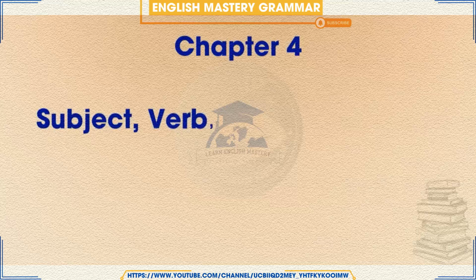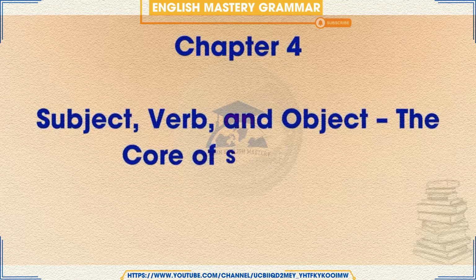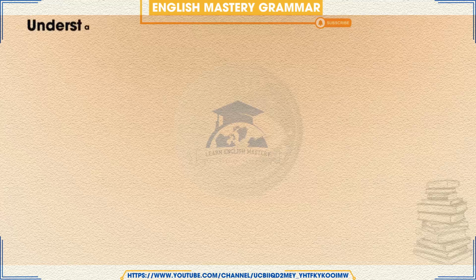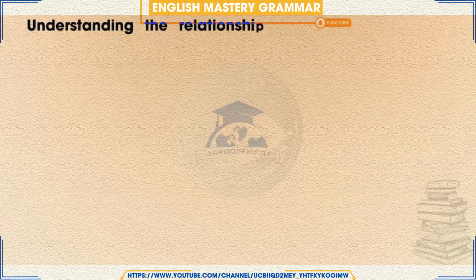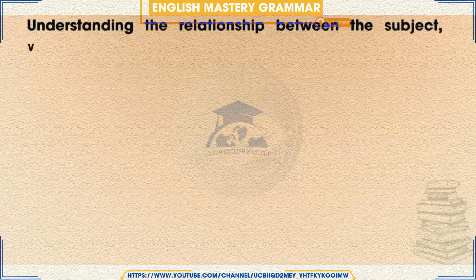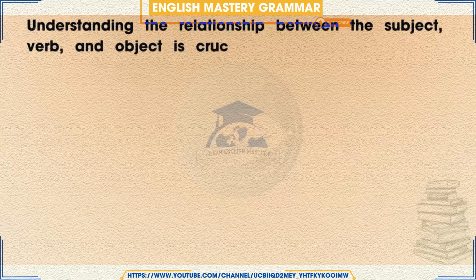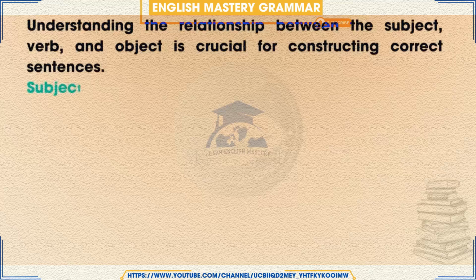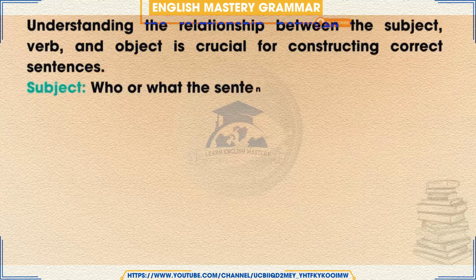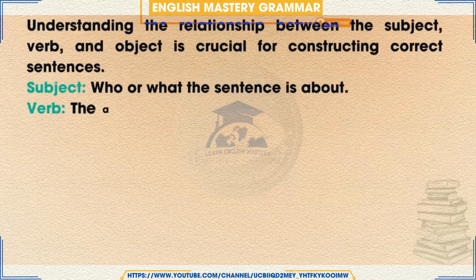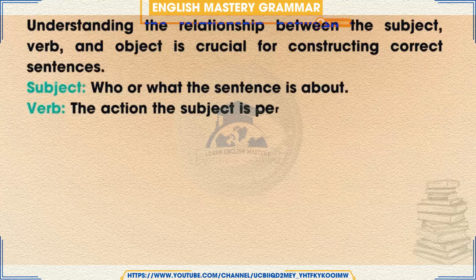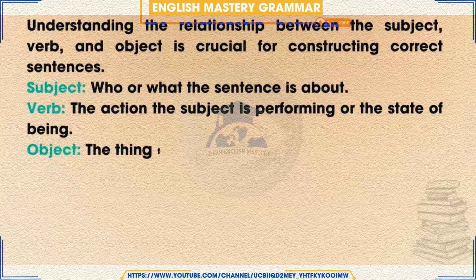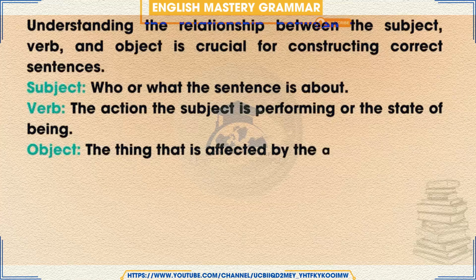Chapter 4. Subject, verb, and object: the core of sentences. Understanding the relationship between the subject, verb, and object is crucial for constructing correct sentences. Subject: who or what the sentence is about. Verb: the action the subject is performing or the state of being. Object: the thing that is affected by the action.